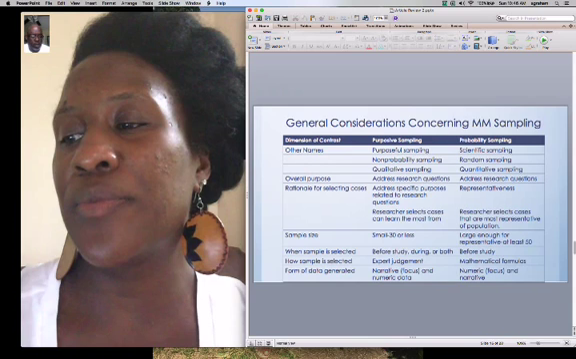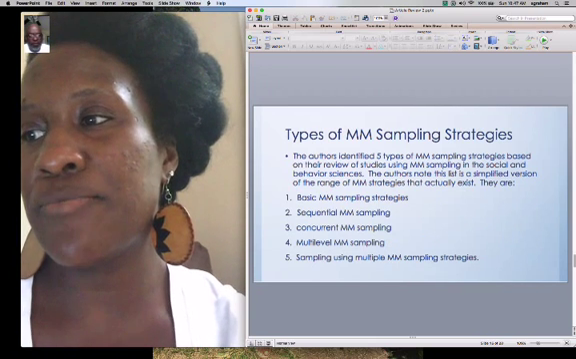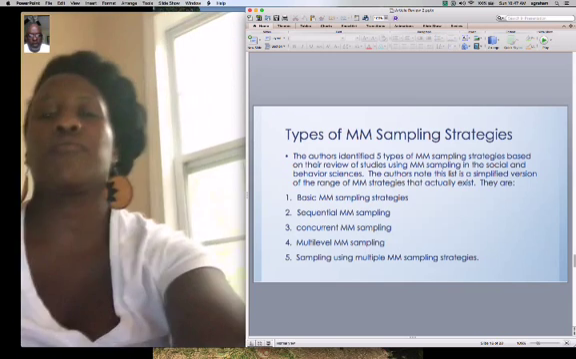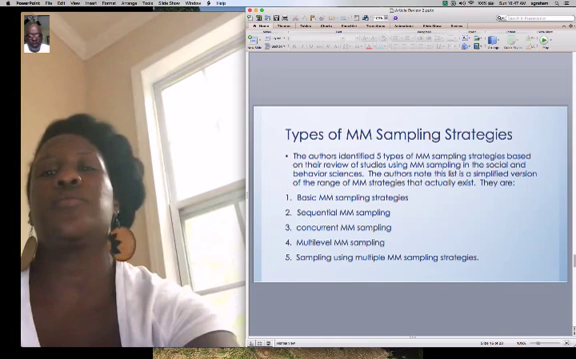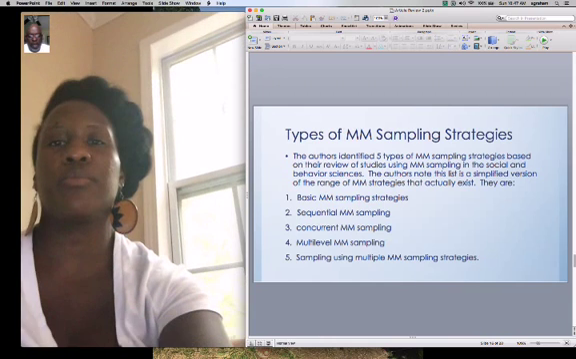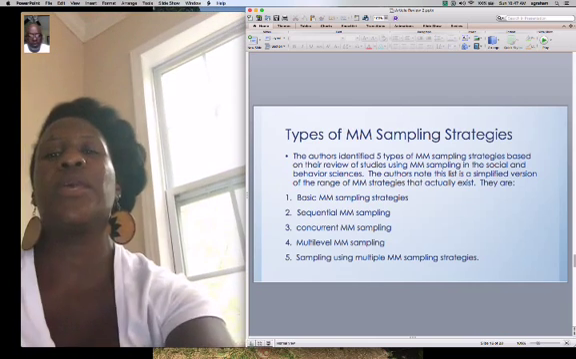Slide 16, the types of mixed method sampling strategies. The authors identified 5 types of mixed method sampling strategies based on their review of the studies in the behavioral sciences. Those 5 are basic mixed methods, sequential, concurrent, multi-level, and sampling using multiple mixed method sampling strategies.